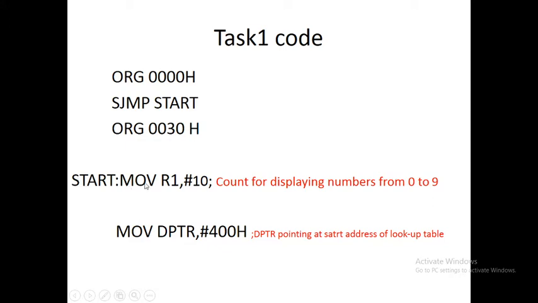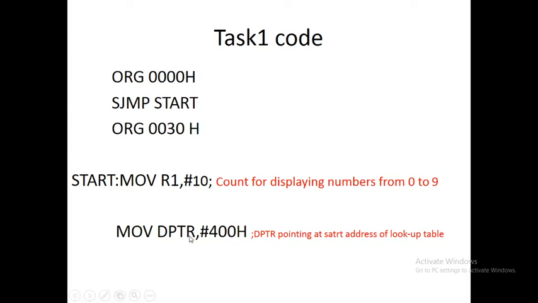Then in start label, first we are taking the count. Suppose I want to display 10 numbers. That time this 10 number is taken into one of the general purpose register. Okay, now I am using one general purpose register, that is R1, and within that I am just placing the number 10. Means 10 is the count and it is placed into the R1. Means now R1 is working as a counter which is counting all 10 numbers from 0 to 9.